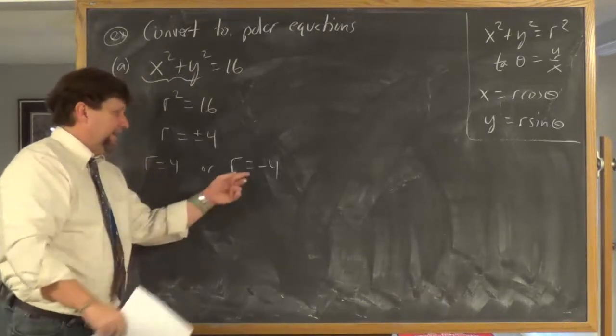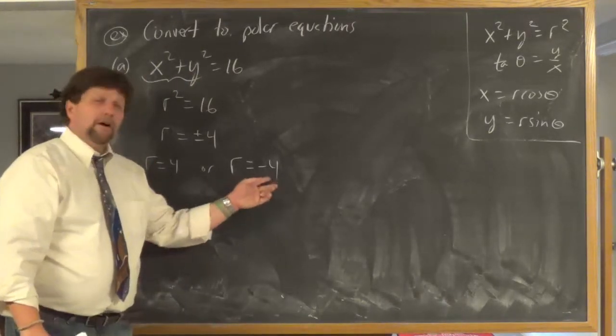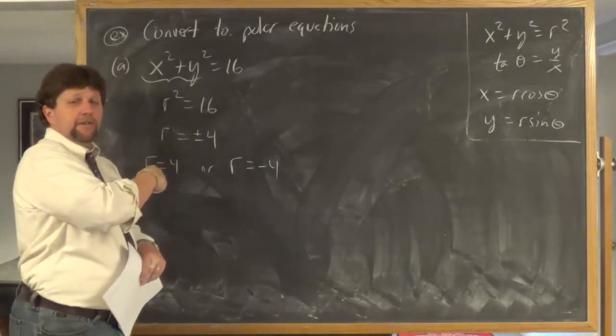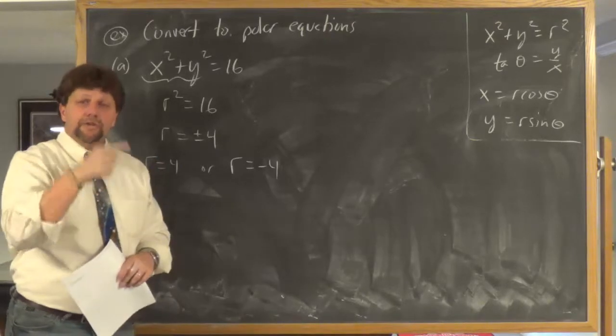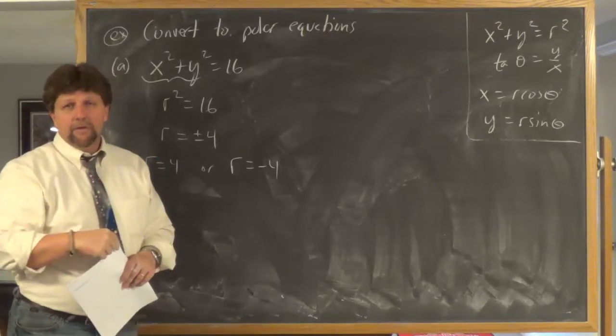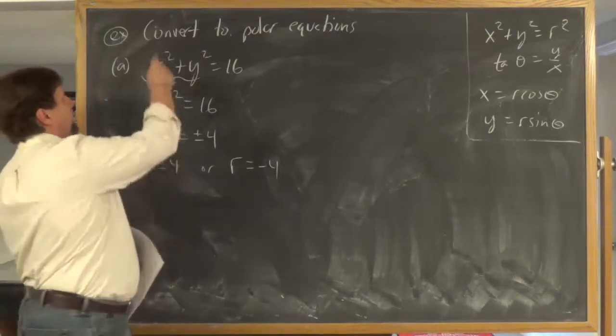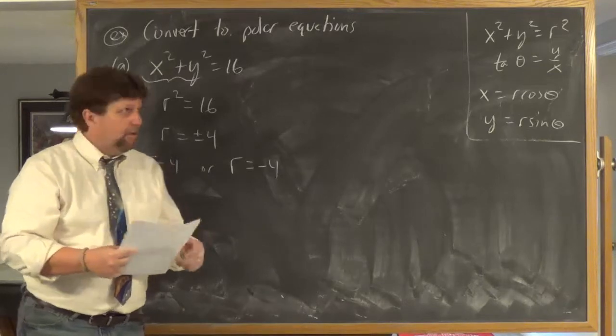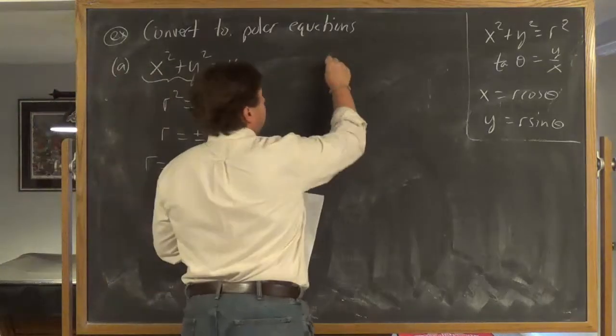That's saying the same thing as plot r is -4. For any given theta, you would go in the opposite direction. You're still going to get a circle where every point is 4 units away from the pole. That's a friendly one to convert from rectangular to polar. Let's look at this one.